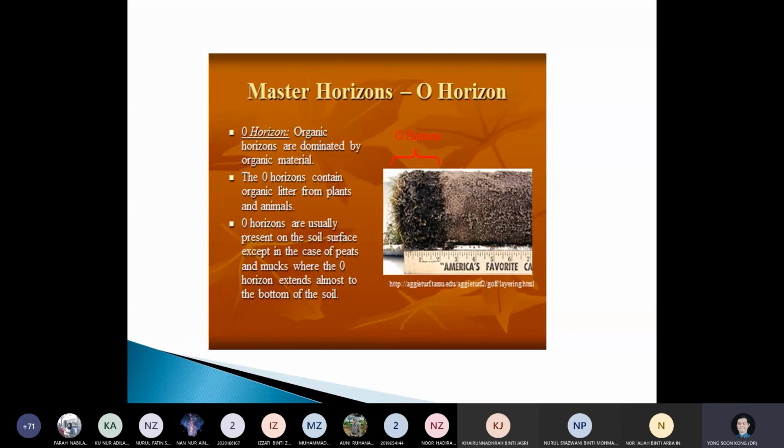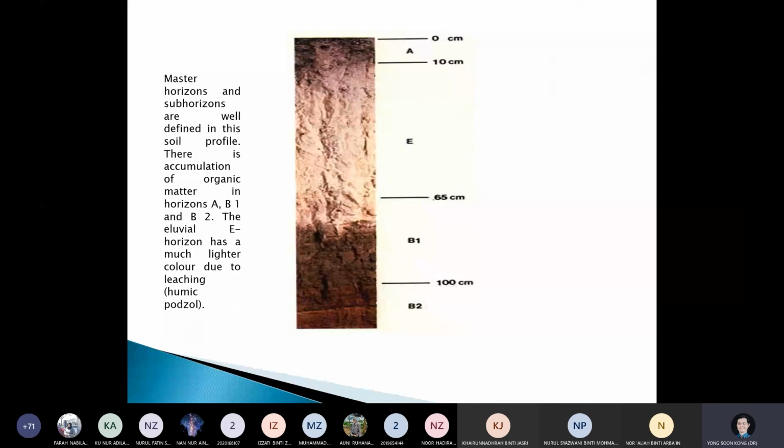Sometimes in this O horizon, you can see organic matter that is still being decomposed, and you can see some strands from roots, or maybe some dead leaves still being decomposed. Some are still fresh, so these are part of the O horizon. Or maybe you can see some components from animals as well, like dead insects, dead animals, things like that. They count as part of the O horizon.